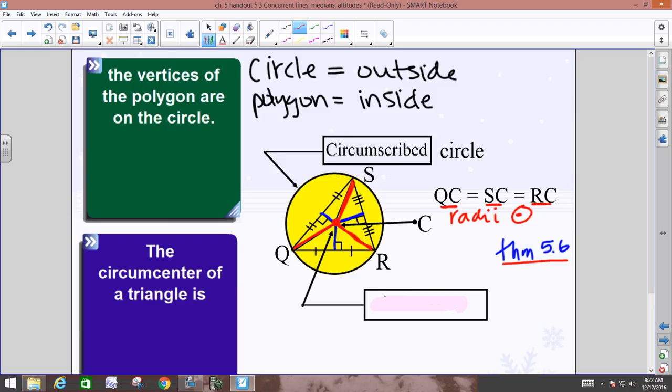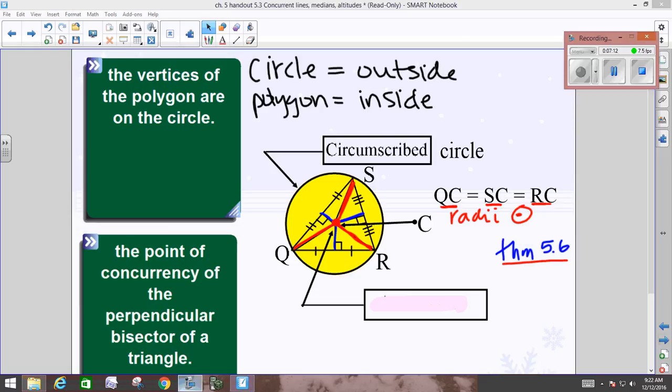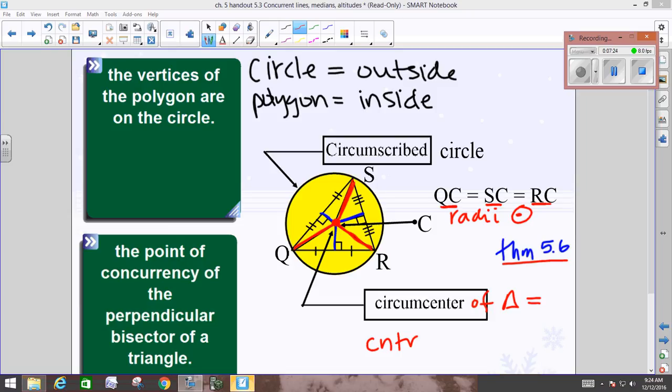Radii of circle. C would be the center of the circle, or it's called the circumcenter of the triangle, which is the point of concurrency of the perpendicular bisectors. The circumcenter of your triangle is also the same as, I'm going to say equals, the center of your circle. They're the same point. The circumcenter of the triangle is the center of the circle.